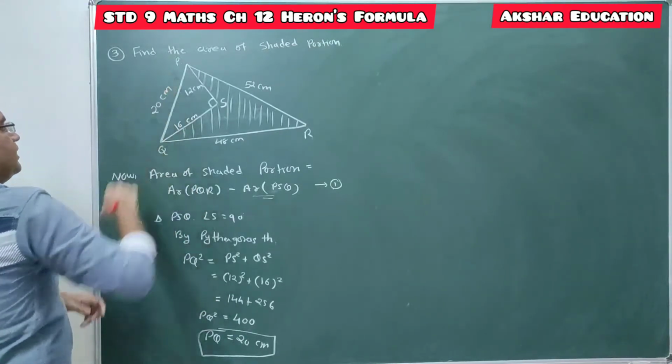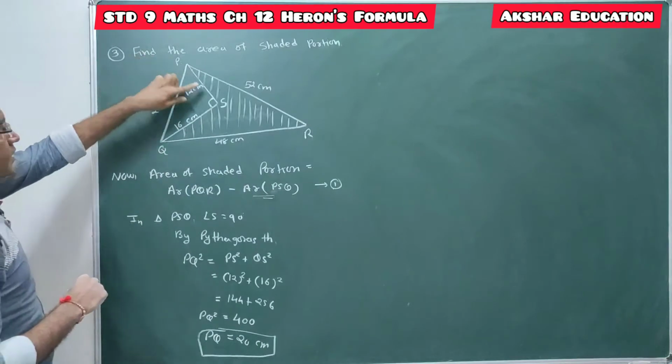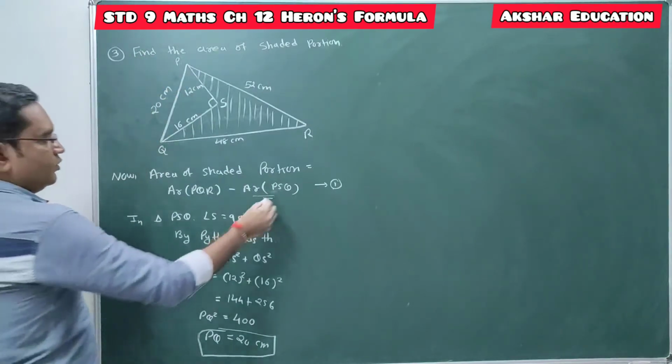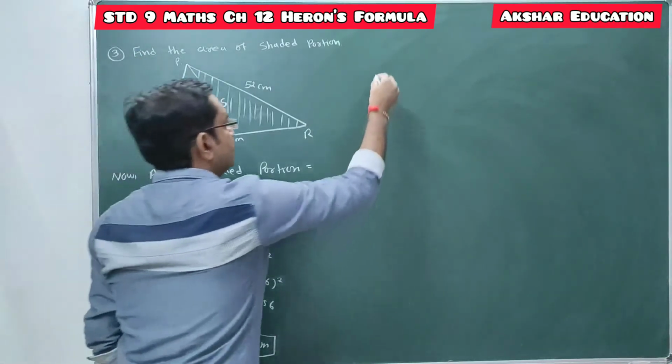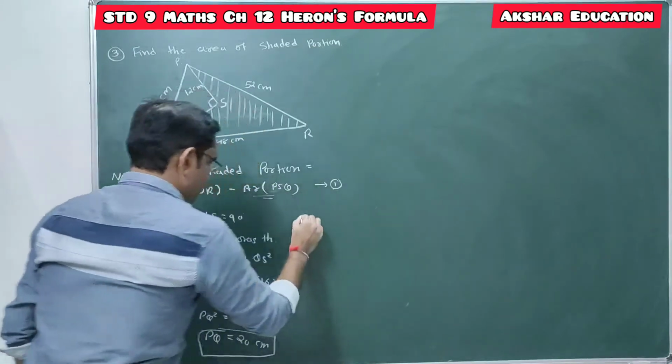So this is 20 centimeter and also we require the area of this triangle PSQ. PSQ भी चाहिए, वो भी फाइंड कर ले. So यहीं पर फाइंड कर लेते हैं.